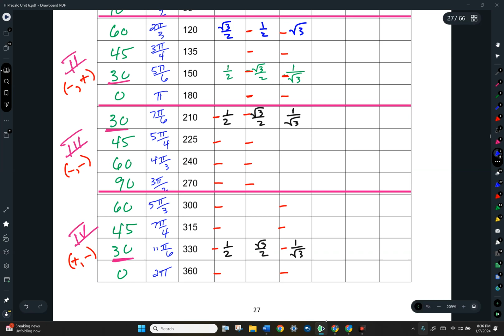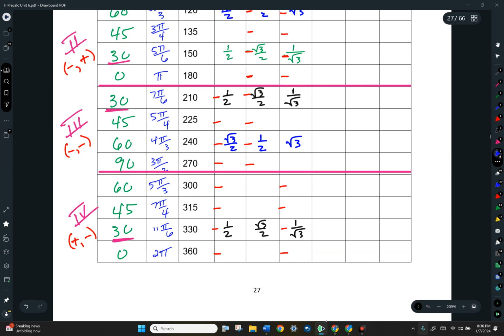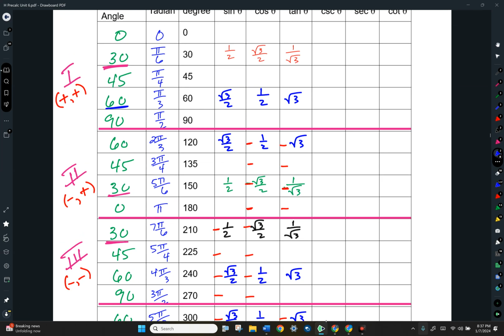In the third quadrant, that 60 is a 240, so that's going to be square root of 3 over 2, 1/2, and square root of 3. And in the fourth quadrant, we have a 60-degree, so square root of 3 over 2, 1/2, and square root of 3. So it seemed like this is such a huge, kind of daunting chart, but as soon as you know one of the quadrants, then you know all of the quadrants as far as the numeric values.